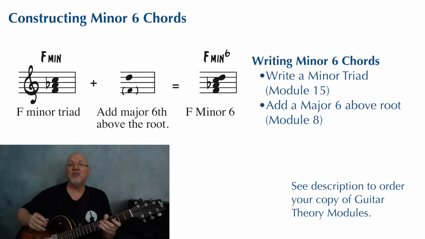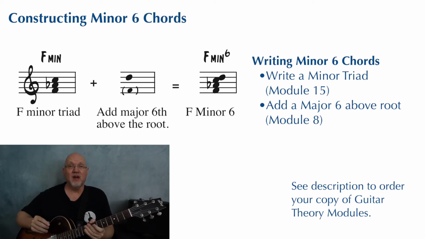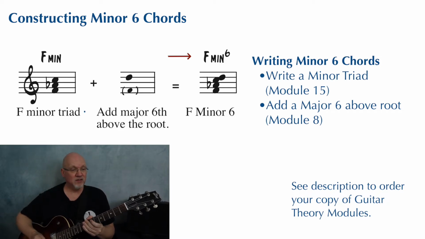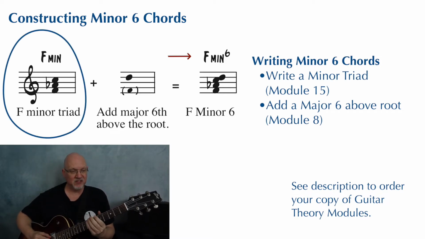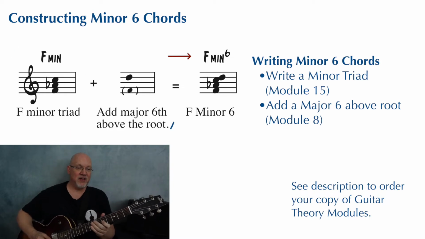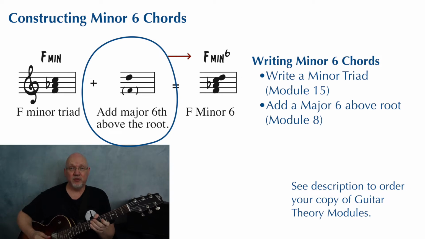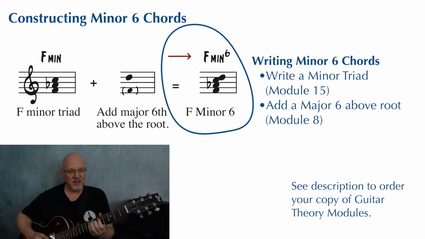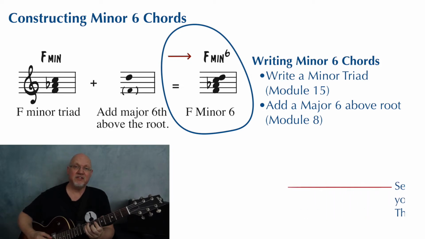So really there are just two steps for constructing a minor 6 chord. First, construct a minor triad, and then add a major sixth above the root. Let's say we wanted to build an F minor 6 chord. First, we would write an F minor triad. That's going to be F, A flat, and C. Then we add a major sixth above the root. The root, of course, is F. A major sixth above F is D. Stack them all up: F, A flat, C, and D. We've got F minor 6.